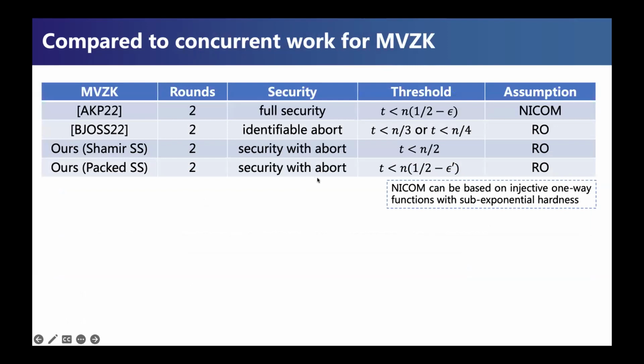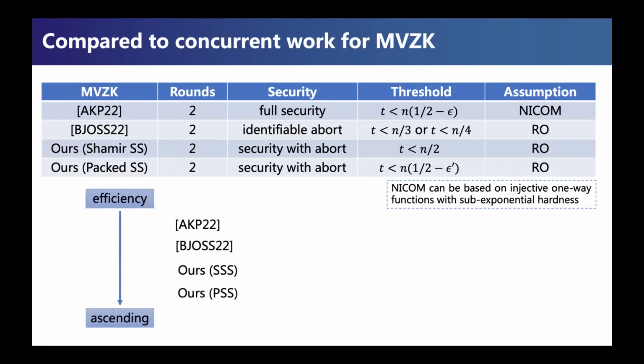Compared with concurrent works, our NIMVZK protocols have higher efficiency but lower security. In particular, while AKP22 achieves full security and BJOSS22 obtains identifiable abort, our protocols get security with abort. Here, full security guarantees all verifiers must obtain an output. Identifiable abort allows honest verifiers to identify one of the cheating parties.